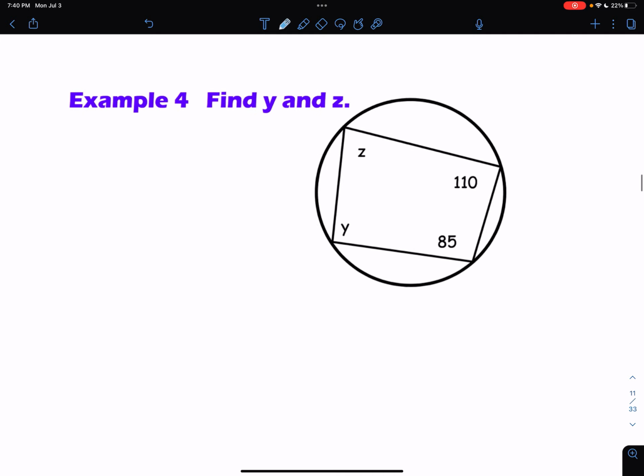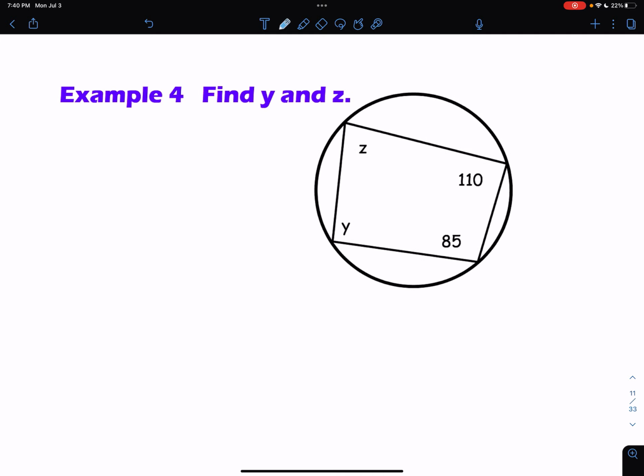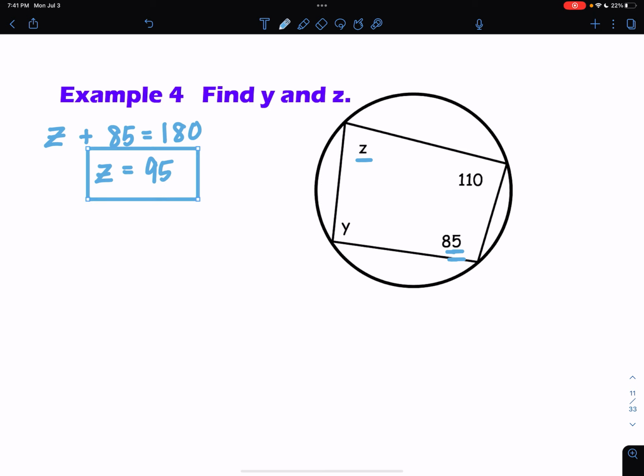All right, so let's take a look at number 4. We want to look for the opposite angles. I see that Z is opposite of 85. So to find Z, I could say Z plus 85 equals 180, right? And solving that, that would give me that Z is 95. Right. Then I have another pair of opposite angles. I have Y and 110. Since they're opposite of each other, it would be Y plus 110 equals 180. Solving that, I would get that Y equals 70.